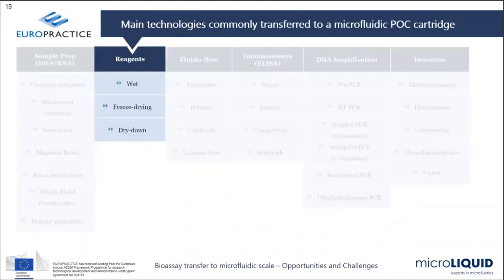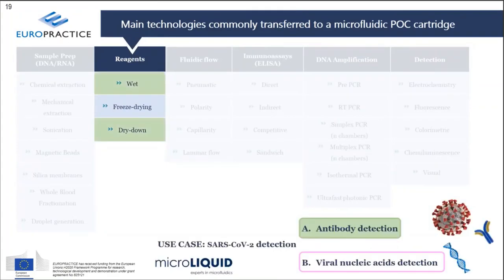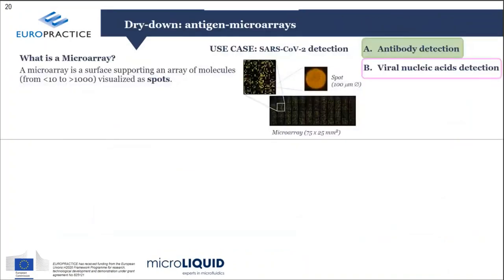There are mainly three ways of integrating reagents into microfluidic devices: wet, freeze drying, and dry down, and we will go through all three because we will use them in our example. So let's start with the antibody detection, in which case we can make use of both wet and dry down. And let's start with the dry down one. One of the most clear examples is the use of microarrays. What is a microarray? A microarray is an array of different spots, which include specific molecules which have been designed in order to trap our targets.